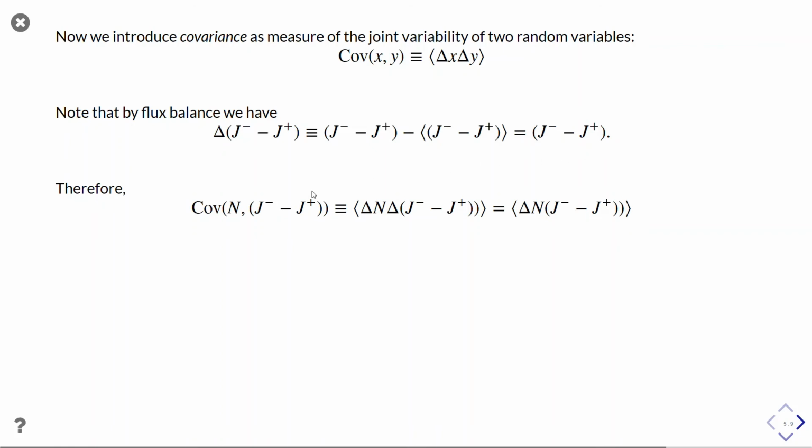And so the covariance between the abundance n and the difference of the flux out minus the flux in, which is by definition the average of delta n times delta J minus minus J plus, is equal to the average of delta n times the difference between J minus and J plus. This just follows by substituting the above expression for delta J minus minus J plus into the expression here for the covariance.